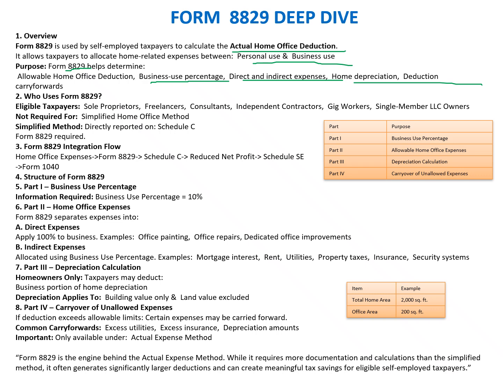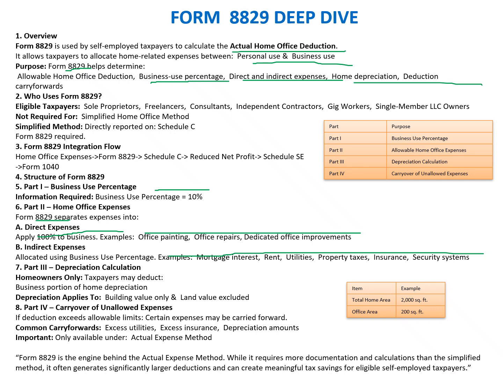So Part one is the business use percentage. Business use percentage is basically the percentage that is arrived at from the calculation we discussed in the previous slides, which can be on the basis of area or the number of rooms. So that is Part one, the business percentage. The information required is the business percentage, for example, 10%. Part two is the allowable home office expenses. Form 8829 separates the expenses into direct expenses, which apply 100% to business expenses, for example office painting, office repair, dedicated office improvement. And second, indirect expenses, allocated using the business use percentage, for example mortgage interest, rent, utilities, property taxes, insurance, etc.